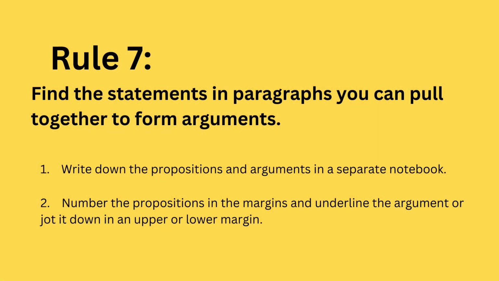You have two ways of doing this. First, you can write down the propositions and arguments in a notebook, or you can do it the way I usually do it. You can just jot down the number of propositions as they're made, and then in the margins, jot down what argument those propositions support. And another option is to underline the argument if you can find it.